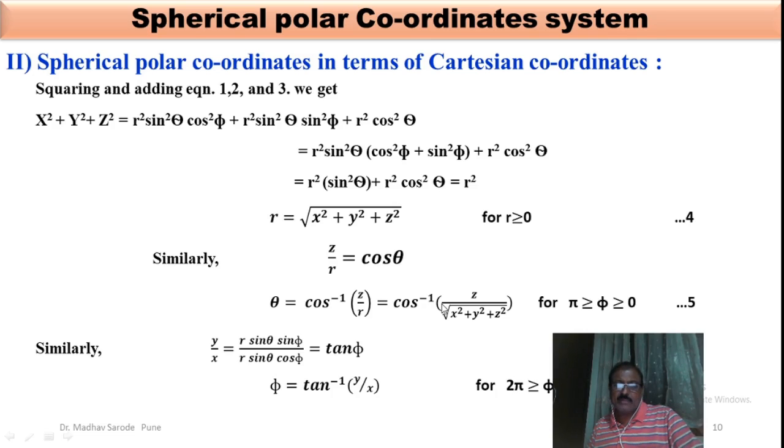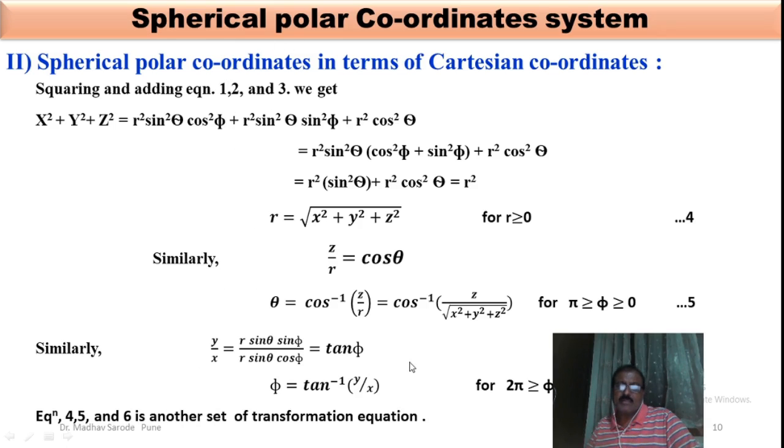Okay. So these are the transform equations from spherical coordinates to Cartesian coordinates, isn't it? r equal to root x square plus y square plus z square, and the second equation is theta equal to cos inverse z upon root x square plus y square plus z square, and phi is equal to tan inverse y upon x. So these are the Cartesian coordinates in terms of the spherical polar coordinate transform equations.